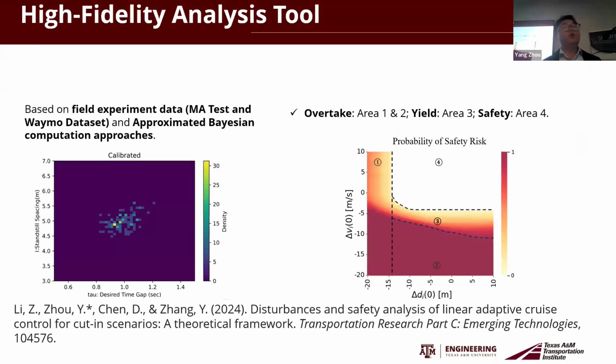So given that, we also do some behavior calibrations. For example, we use AV test from Massachusetts, funded by the NSF, as well as some Waymo data set to capture the behaviors of the currently existing adaptive cruise control. We get the parameters and feed them into our systems. And then here, it can also help you to make a decision. For example, I know that I have adaptive cruise control. At what scenario I should overtake, at what scenario I should yield, and at what scenario I'm safe to keep going. So it can provide lots of insights here.